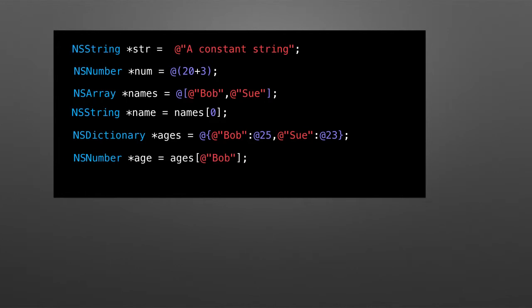You can get access to the values in the dictionary using square bracket notation, and it accesses the object that's keyed by the constant string Bob.